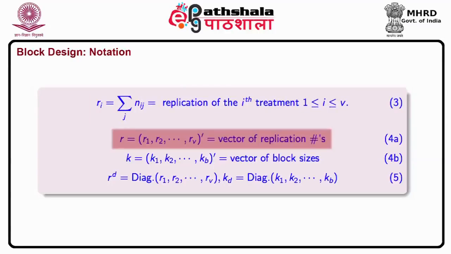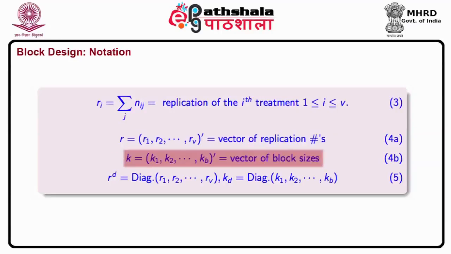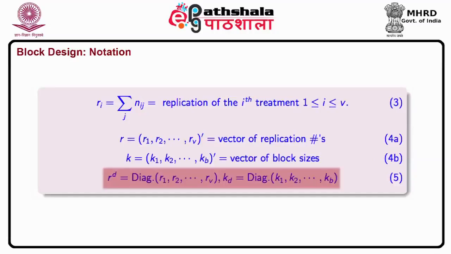Also here r is a vector of the elements r1, r2, ..., rV, and it can also be called a vector of replication numbers, and k is the vector which contains k1, k2, ..., kB. So it can be thought of as the vector of block sizes, and here are R^D and K^D, those are the diagonal matrices of r1, r2, ..., rV and k1, k2, ..., kB. Yes, you are writing R D on the front and then K D. Yes, there should be consistency of notation. It is better to put D on the top to mean diagonal.